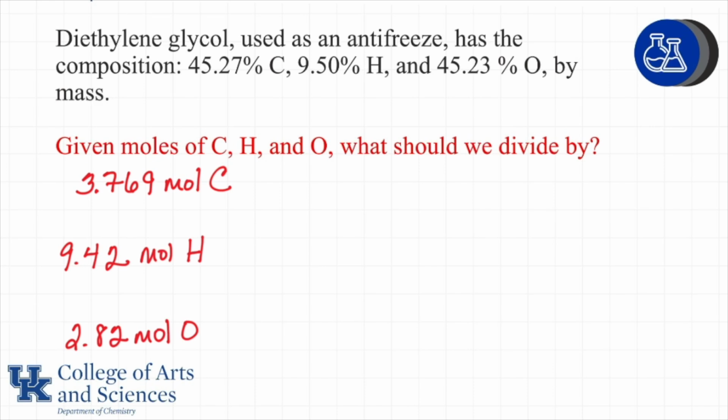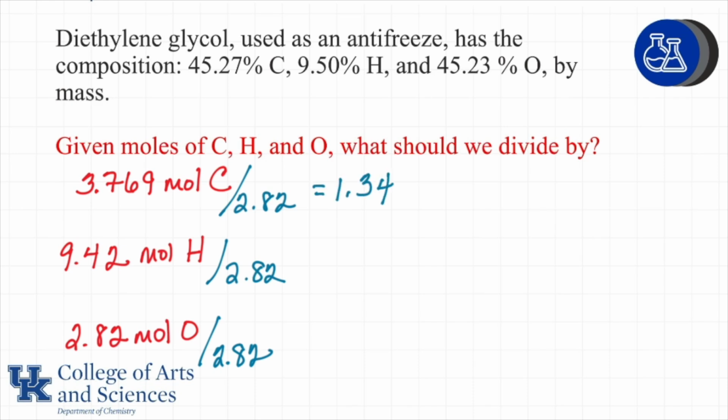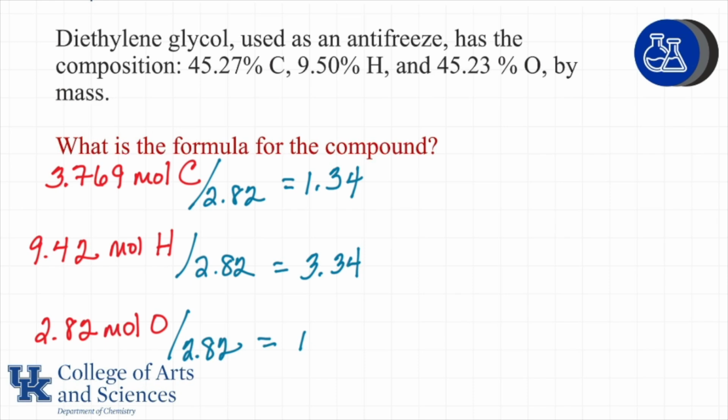Given the moles of carbon, hydrogen, and oxygen, what value should we divide by? 2.82 is the lowest number, so we're going to divide each of the moles by 2.82. We get 1.34, 3.34, and 1. In order to get to the formula of the compound, we're going to have to multiply these because they're too far to be rounded to the nearest whole number.